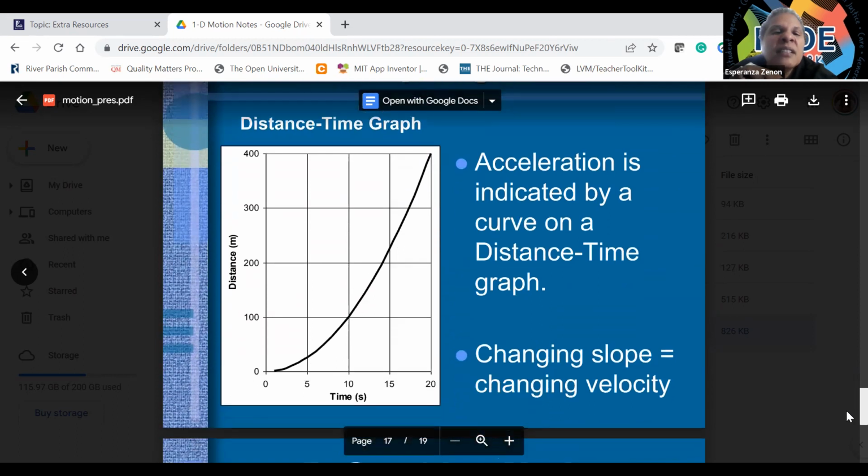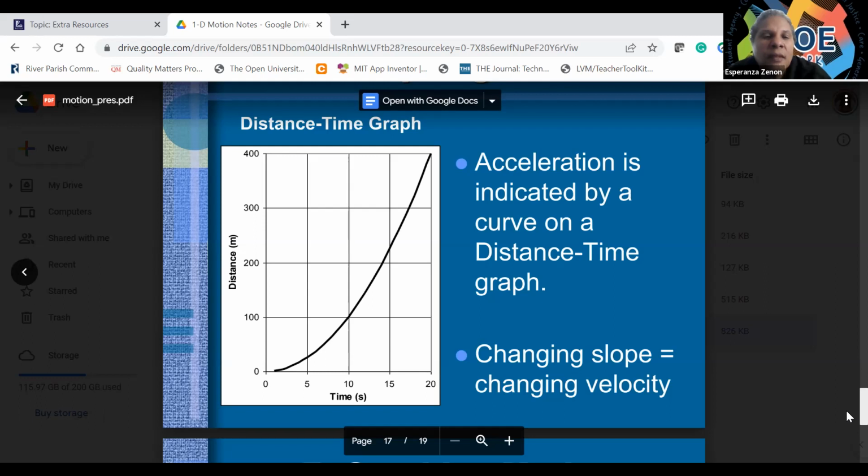What if you have a distance versus time graph that looks like this? You see, there's no straight lines on here. Now, while I don't expect that you will calculate slope on here, one thing that we do know by looking at this distance versus time graph, since it's a curve, the object was accelerating. So anytime you look at a distance time graph and it's a curve, then the object was accelerating.